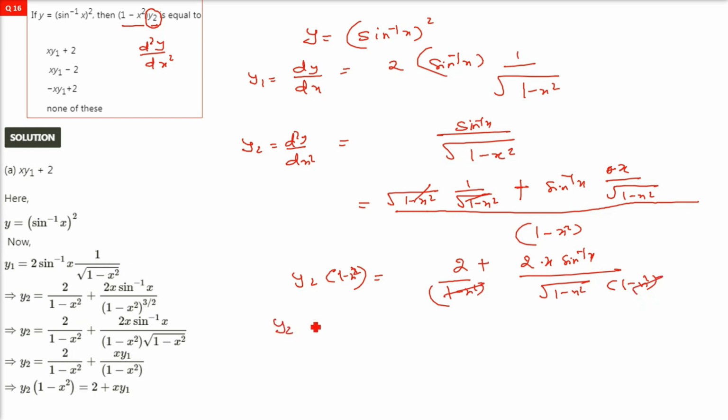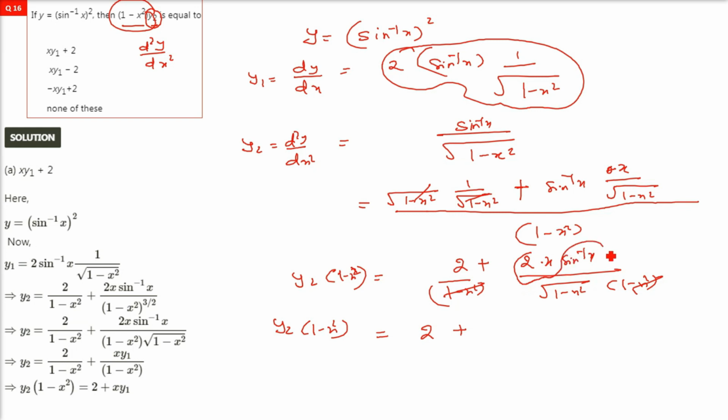So this y2 will come up with 1 minus x square. All the 1 minus x square in the denominator on the right hand side will get cancelled. So you have 2 plus 2 into x into sine inverse x by under root 1 minus x square. Now if you remember, y1 was 2 sine inverse x by under root 1 minus x square. If you exclude x from here, then the other thing will be y1. So essentially this is x into y1 only. So y2 into 1 minus x square is equal to 2 plus x y1. This is your final answer. Respective option you may choose.